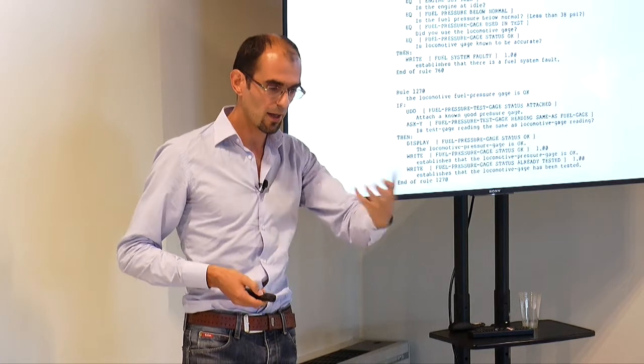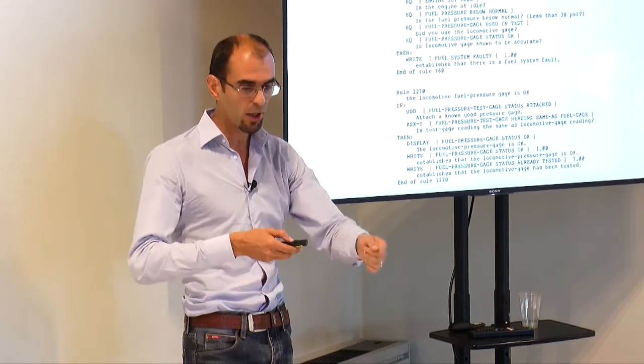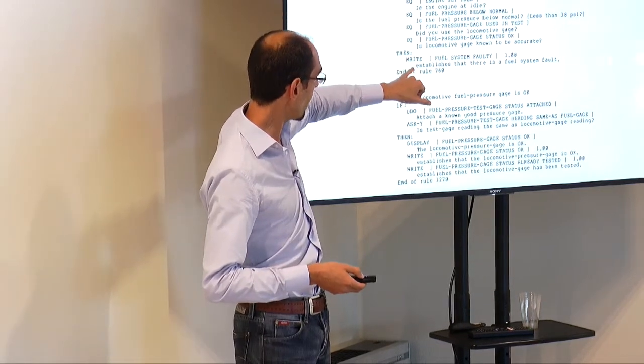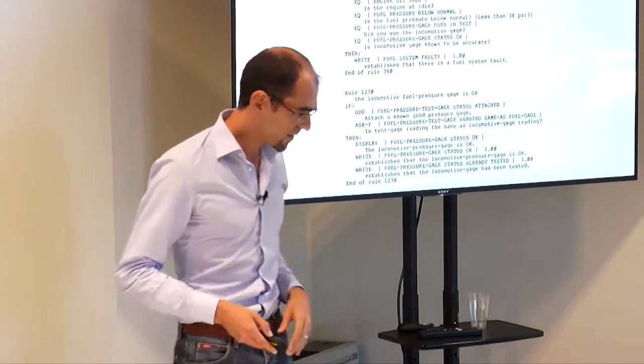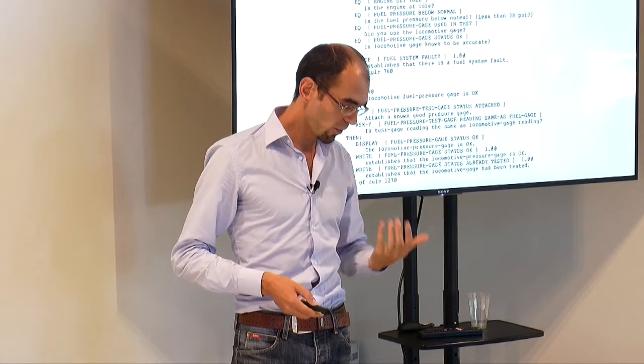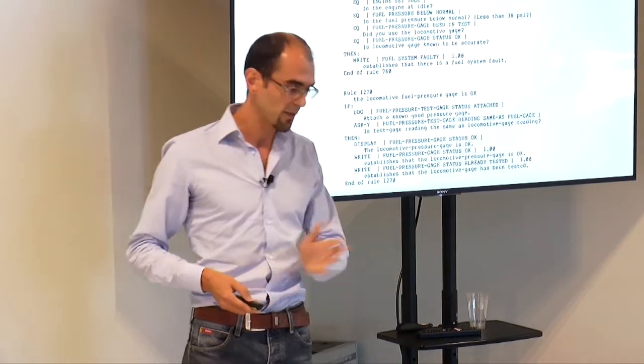Where the if part, the idea was that the if part would elicit information from the user, ask questions, and once you had the knowledge, then you could proceed to the then, and then you would say, for instance here, write fuel system faulty, probability or certainty 1.0. Comment establishes that there is a fuel system fault. So once you have all this information, you can conclude that there is this thing. And that's the kind of systems that were developed and trendy in the 70s and 80s.